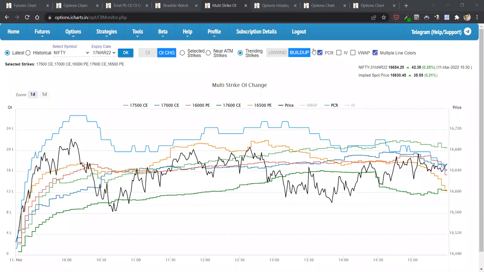We used to have this coded, he used to give us the coded formulas, and we used to watch the Nifty in the lower indicator.